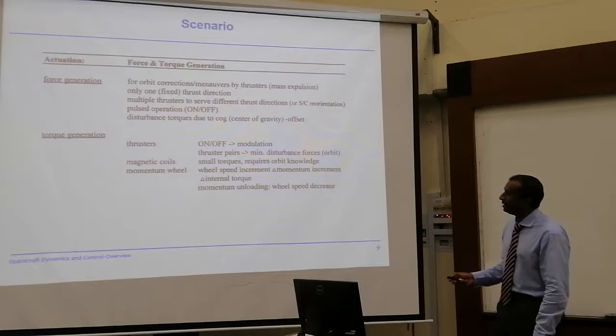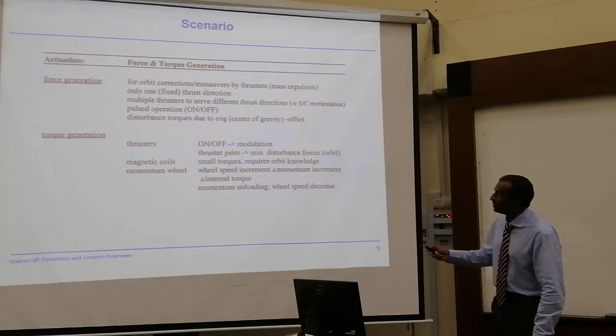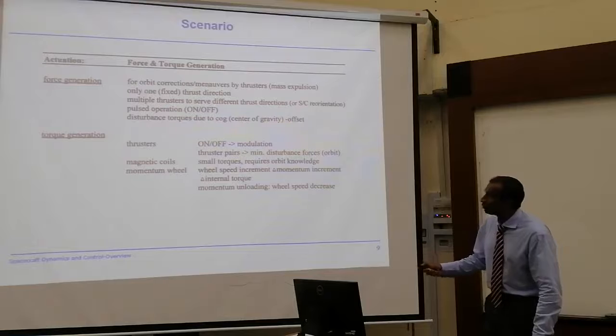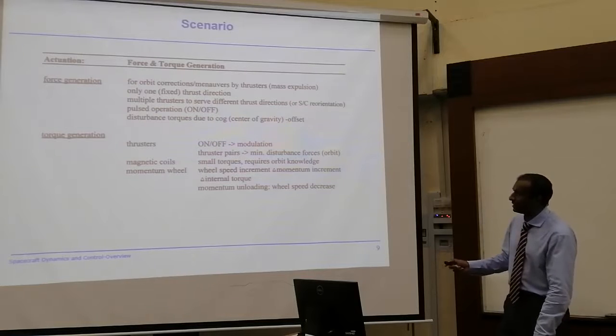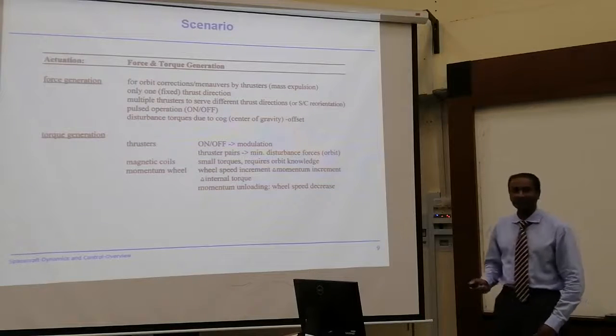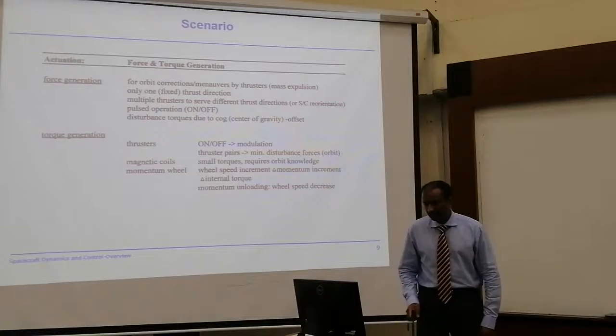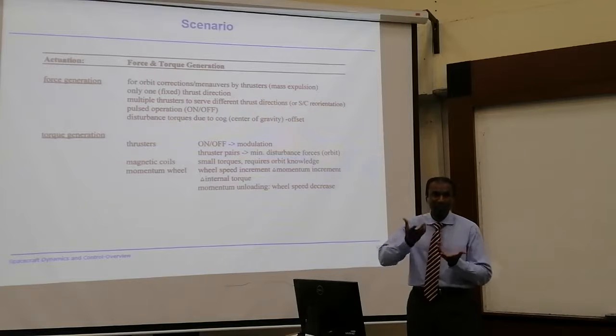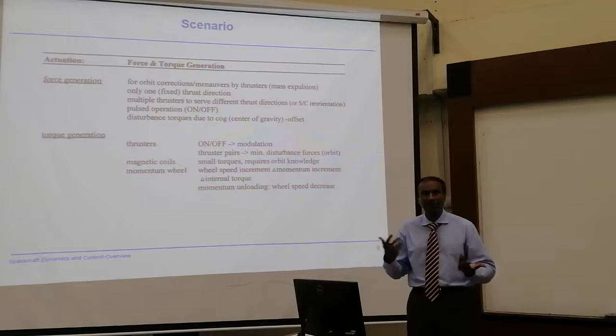Then you have torque generation. So for torque generation, how to generate the torque? Force and torque generation can be by thrusters. Here, there is only torque generation, only torque. Thrusters, both can. Magnetic coils, momentum wheels, we will see how they look like later. Now, torque is rotational. Okay? So therefore, you want rotational, related to rotational control.